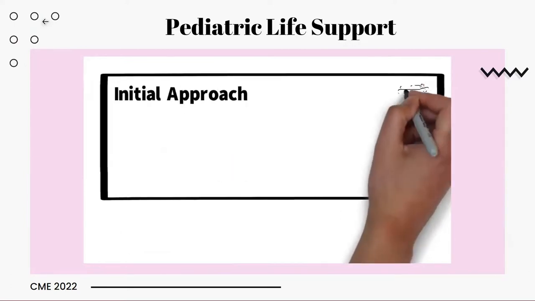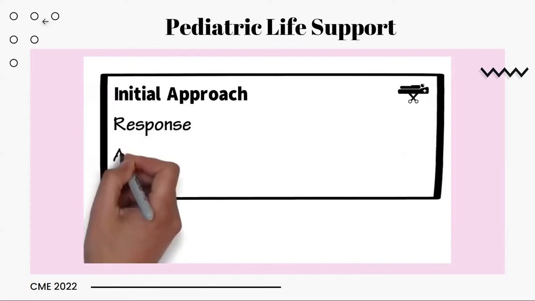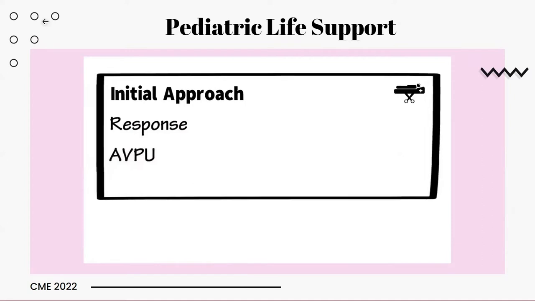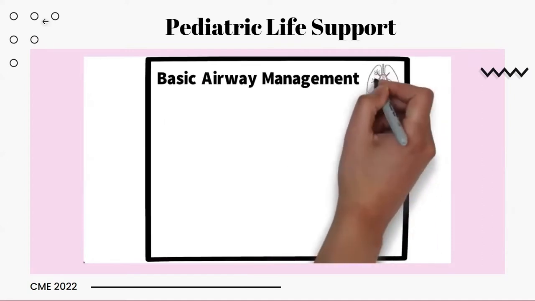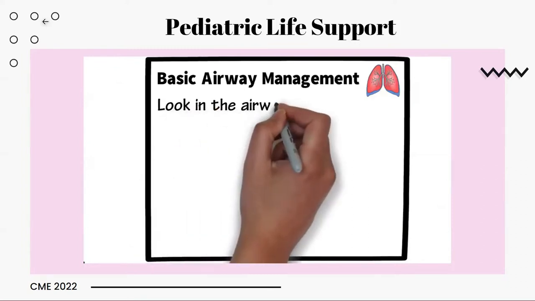So if we take an initial approach to the patient, we need to check for a response, and for that we're going to look at the alert, verbal, pain, or unresponsive scale, or AVPU for short. We'll then move on to basic airway management. So first thing we need to do is look in the airway. Are there any foreign body obstructions?